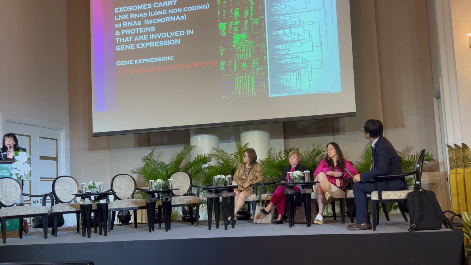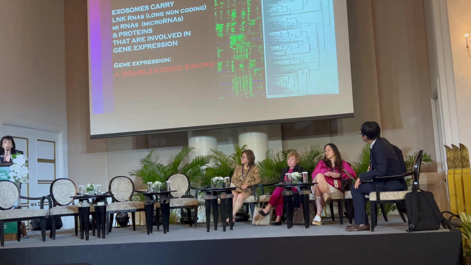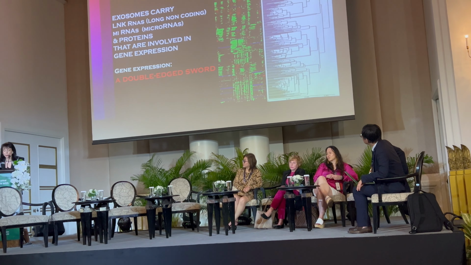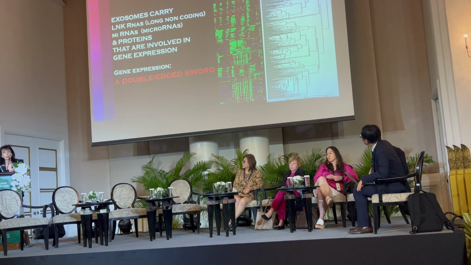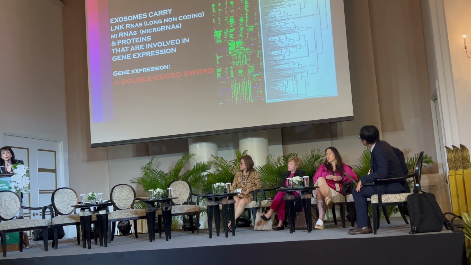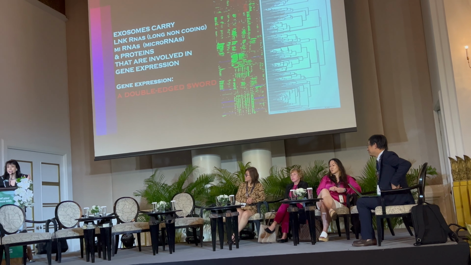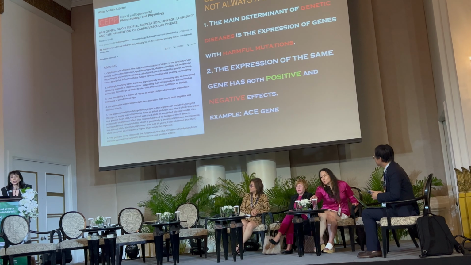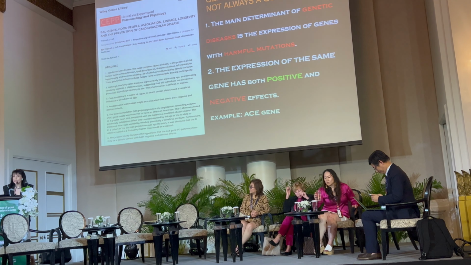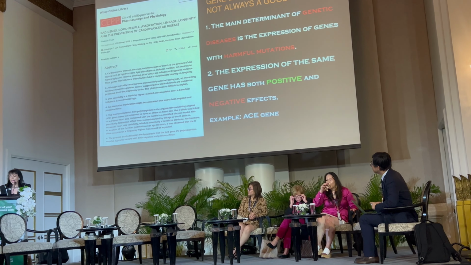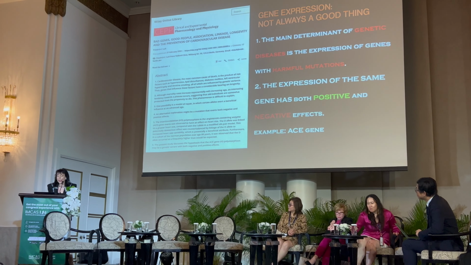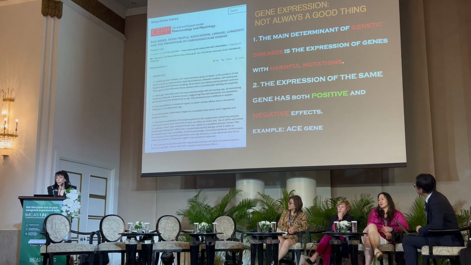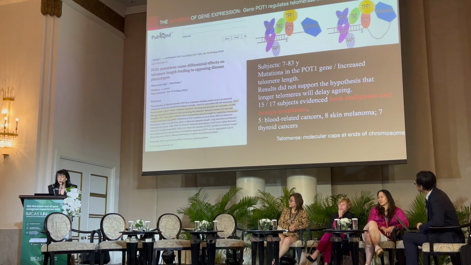So exosomes carry the long non-coding RNAs, like we saw before, and the microRNAs, and these are involved in gene expression, and gene expression can be a double-edged sword. Why? Because certain genes can basically enhance illnesses and harmful mutations. And then, of course, you have the positive genes that can enhance a number of good things.